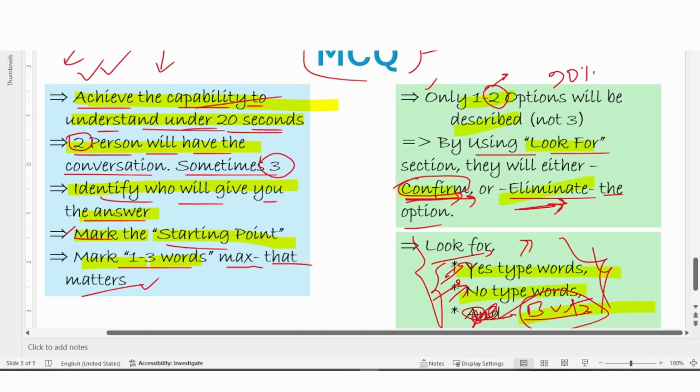Confirmation, elimination, these are the things. So if you do it in this manner, it will become easier for you to get the most out of your MCQ. All right, thank you very much.